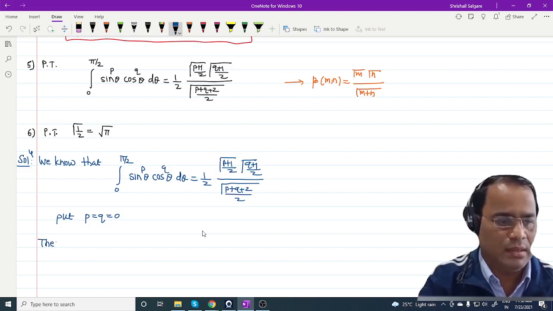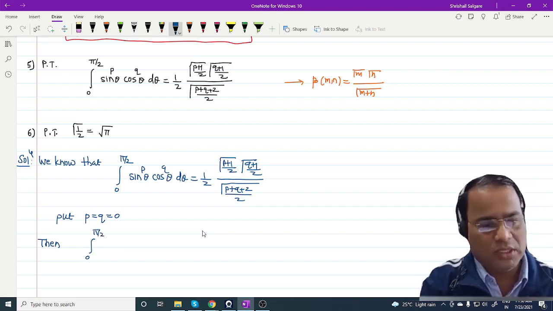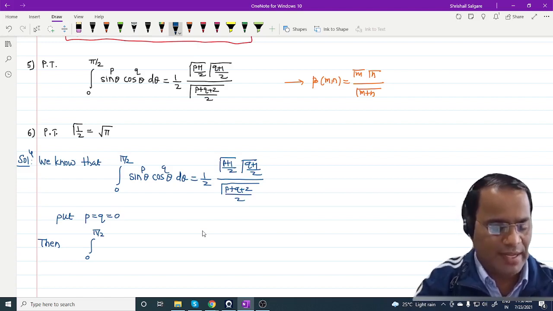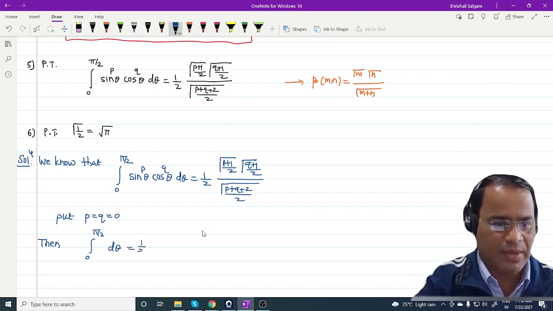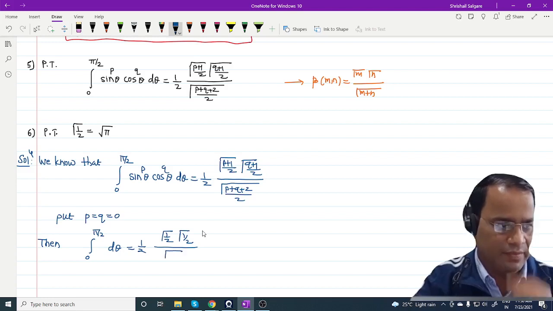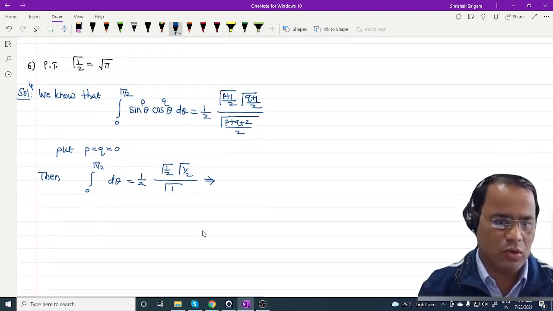Then the integral becomes 0 to pi by 2. Both p and q are 0 and anything raised to 0 is 1. It becomes d theta, and which is given by 1 by 2 into gamma of 1 by 2 gamma of 1 by 2 divided by, what is it? Anyone? Both p and q are 0, na, gamma of 2 divided by 2.